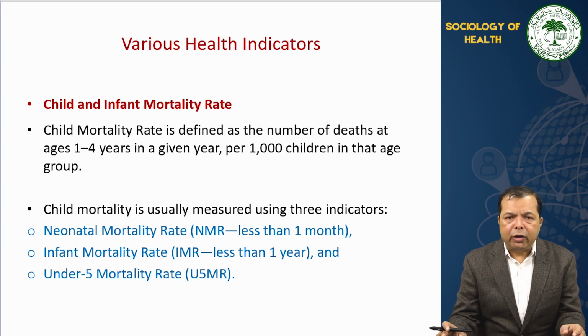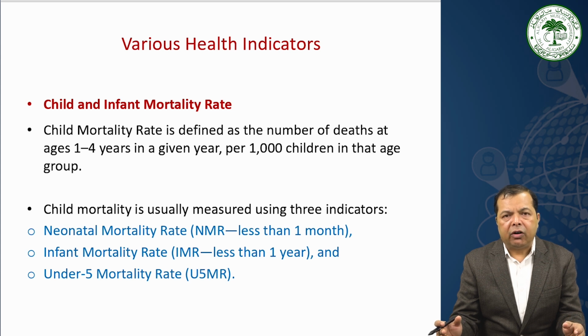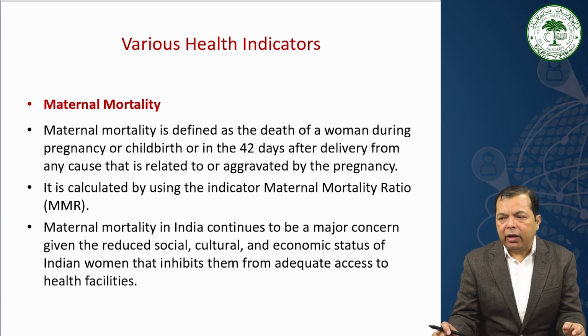Again, they are not only talking about prevalence of mortality among the children, rather they are indicating the approach of the state or the society towards their children. And don't forget that the children are the future of the nation. So if a particular society or a state is not taking care of the health of the children, that means the state or the society is not taking care of its own future. So these indicators are very important. Then we come to the next important indicator, that is maternal mortality.